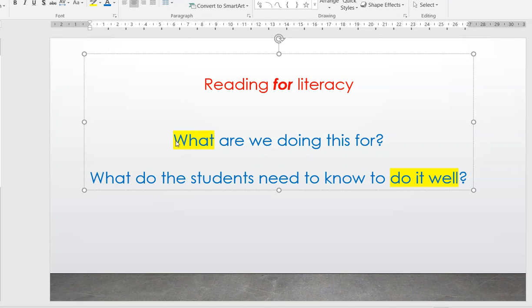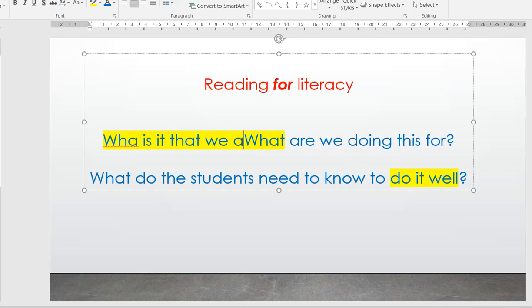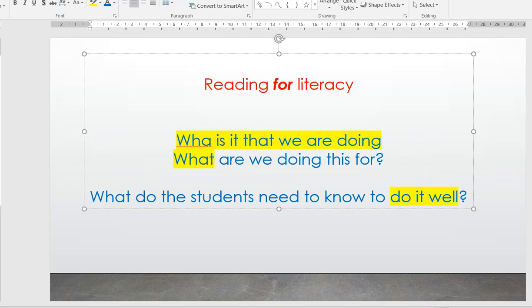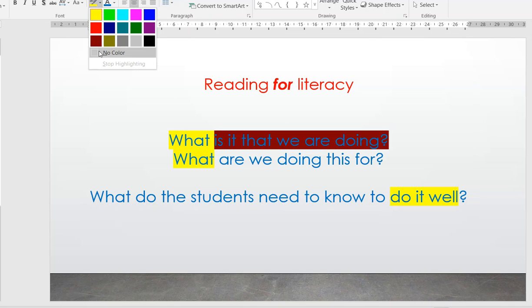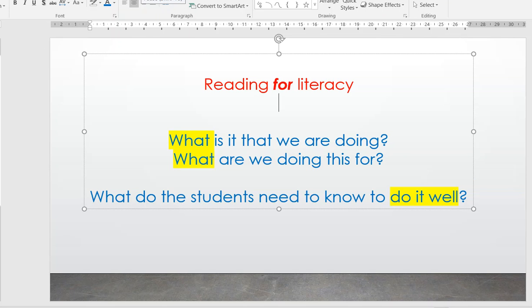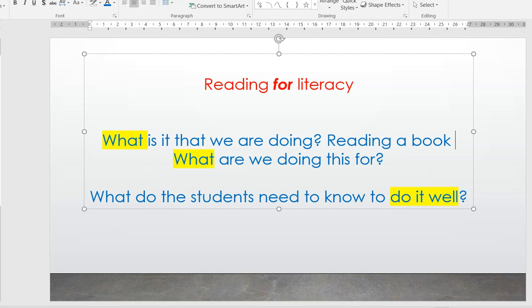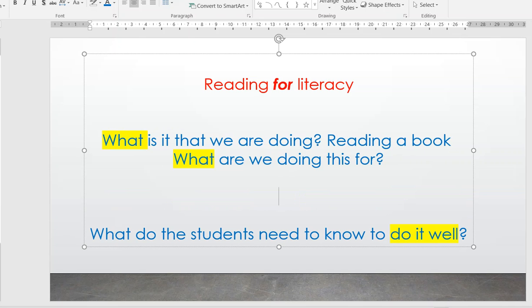But the one that is overriding all of this is, what is it that we are doing? What is it that you're doing, and what are you doing this for? We're reading a book. Well, we just said in our assignment two that nobody just reads a book. Someone reads a book to generate a particular effect in themselves, right? So whether it's the pleasure of reading, or maybe they read a book in order to get some quotations from it for their assignment, people read books for all kinds of reasons.